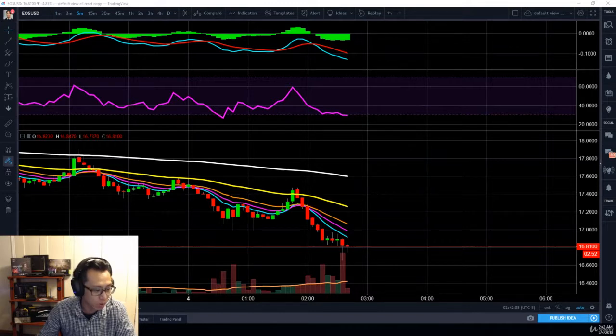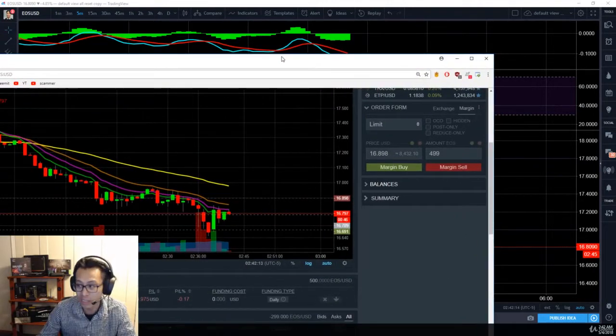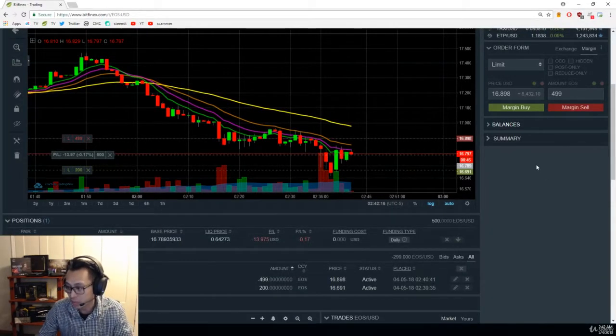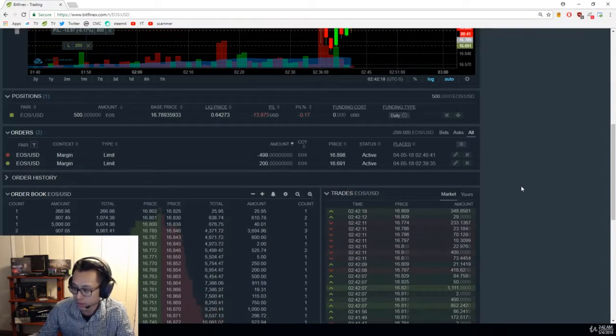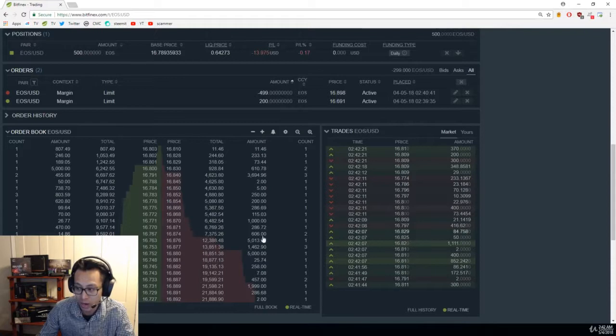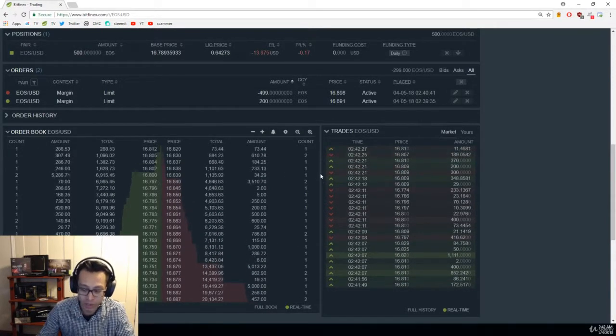Let's get into more of reading the level 2 order book. So right now I'm in a trade for EOS right here, okay? Once again, just as a reminder, the level 2 order book refers to this right here, this entire screen where we are looking at momentum changes, right?